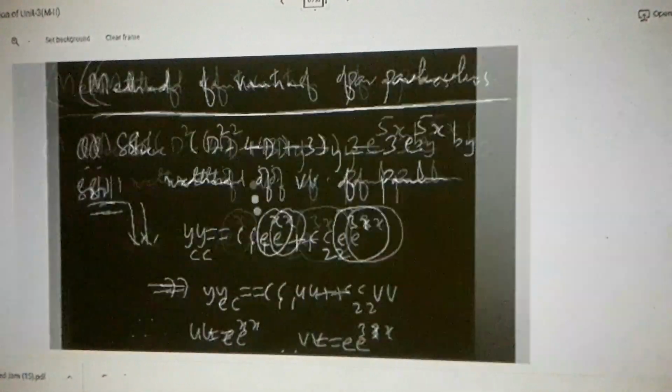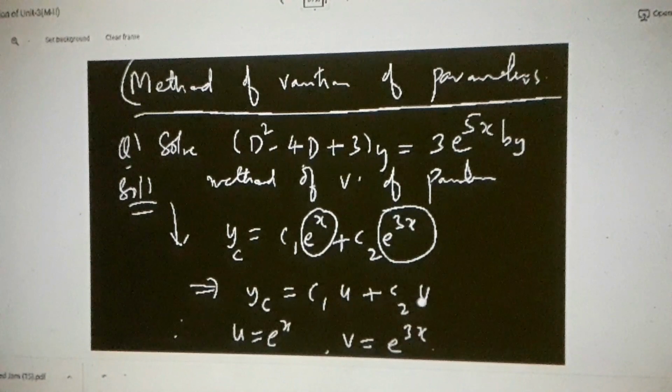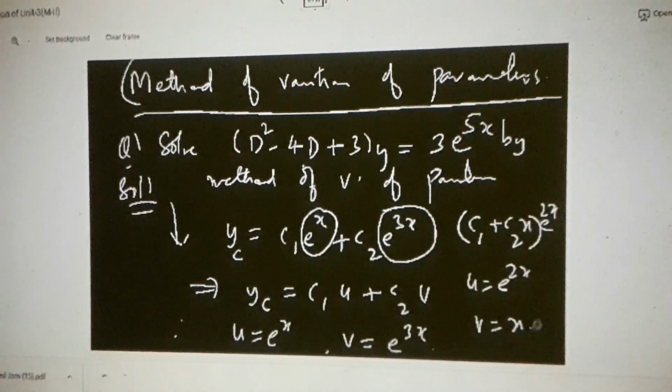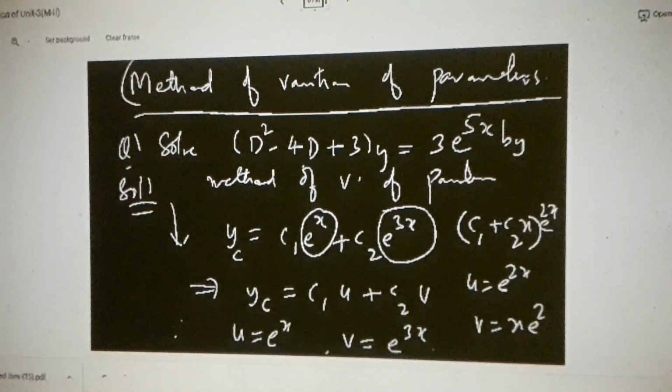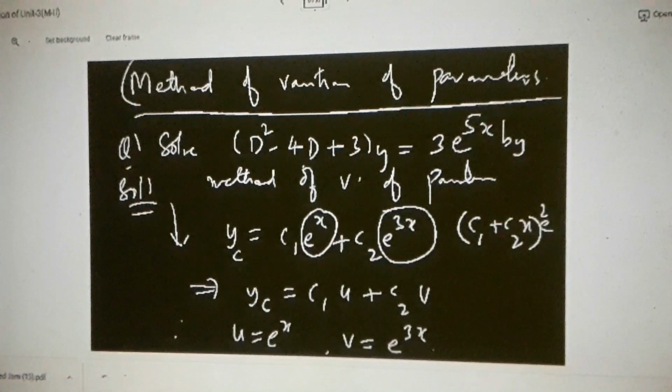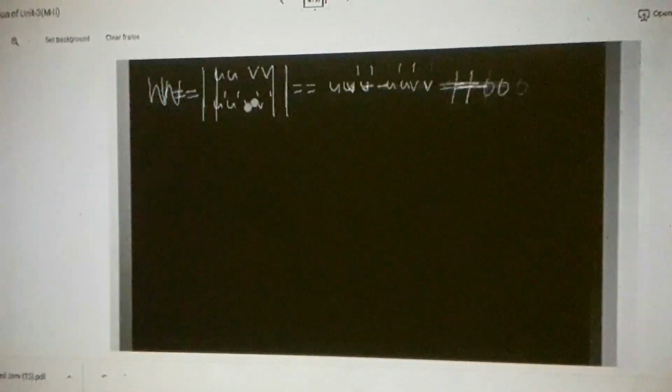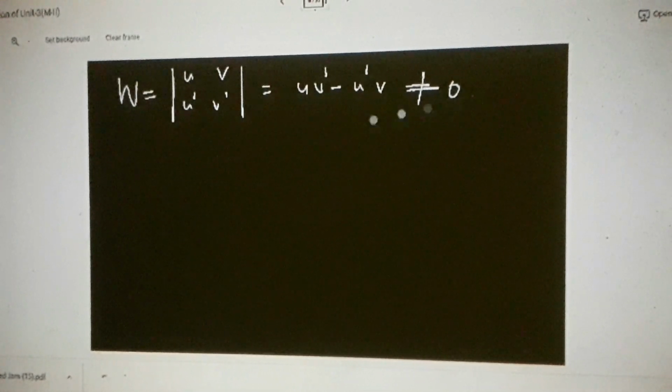And because you are writing the general yc, those two solutions will definitely be independent solutions. Suppose if it is (c1 + c2 x) e^(2x), you have to take u as e^(2x) after separating, and v as x e^(2x). I hope you got my point. So this is the way you have to select u and v, and they will definitely be independent, therefore you will get W not equal to 0.